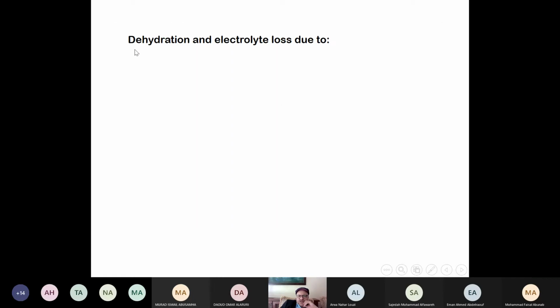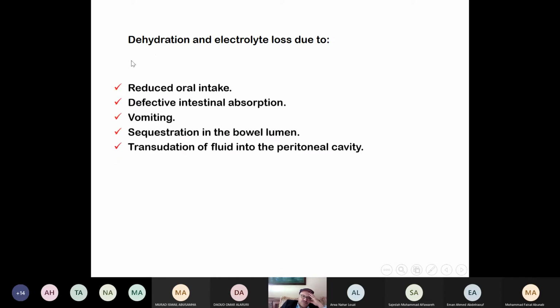Accordingly, every patient with obstruction is dehydrated and having electrolyte and acid-base defects, because the patient is not taking orally, the intestine is not absorbing, he may be vomiting. So we have a lot of fluid present in the bowel lumen.